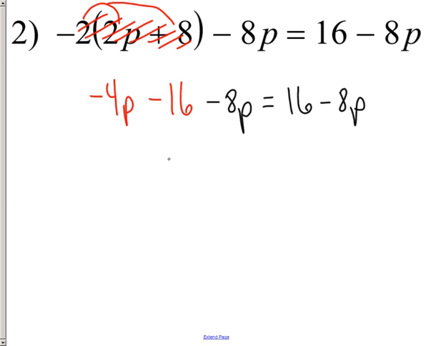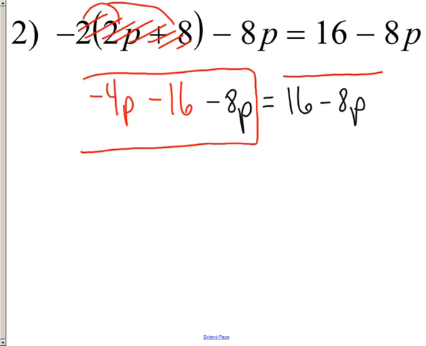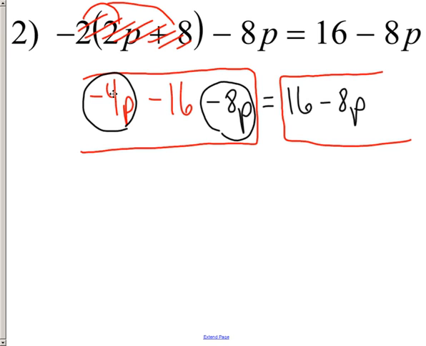Now, before we do anything else, let's go ahead and combine anything that we can on the left side of the equation. And we'll do the same to the right side in just a second. Negative 4p can be combined with negative 8p. So negative 4 minus 8 is the same as negative 12. That minus 16 can't be combined with anything else.